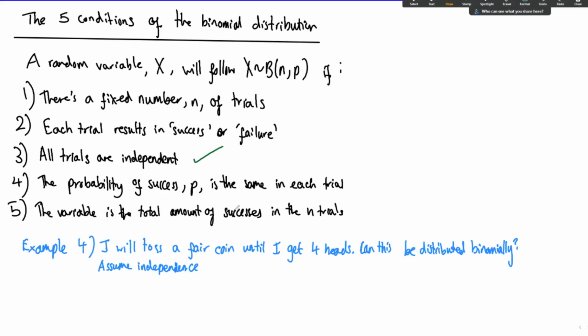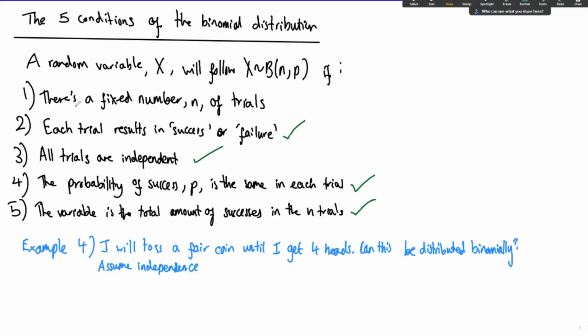The variable is the total amount of successes in the n trials. Well, we're actually not given a variable yet, so we can tick this one off because we haven't been given a variable. This one says the probability of success P is the same in each trial. Well, it's a fair coin, so each trial will have the same probability of a half, so that one gets ticked off. Each trial results in success or failure. Again, yes, we can attribute heads to success and tails to failure, so that works.